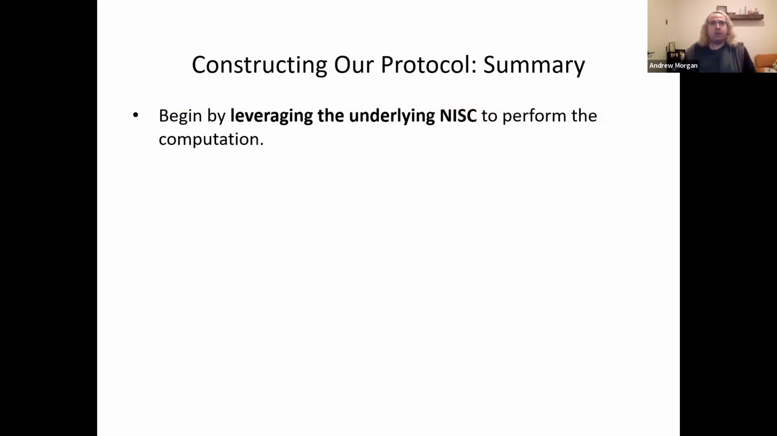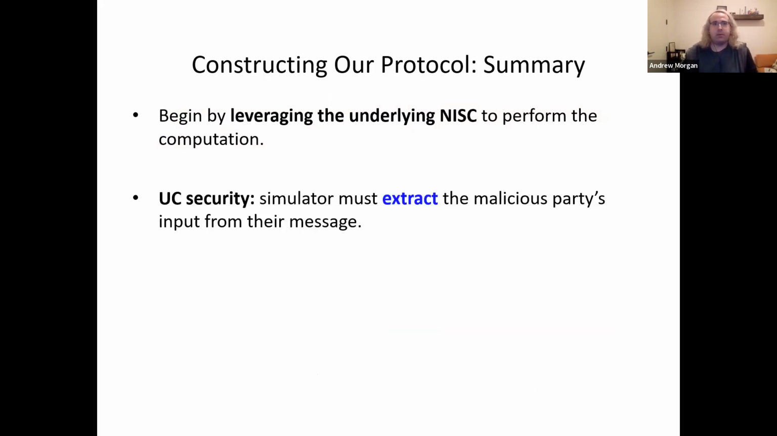So we begin by leveraging the properties of the underlying NISC to perform the computation of the joint functionality F, as might be expected. Of course, we need to guarantee UC security, which is not provided by the underlying NISC. And in technical terms, this will require the simulator we construct for a definition of simulation-based security to be able to extract a corrupt party's input from the message they send in order to deliver it to the ideal functionality in our idealized interaction.